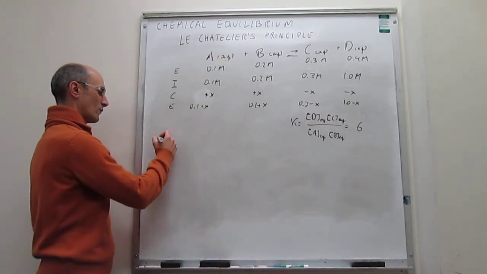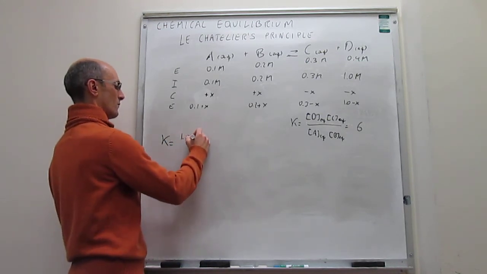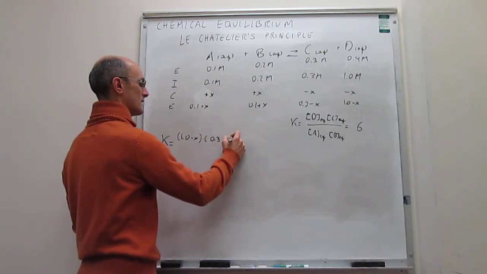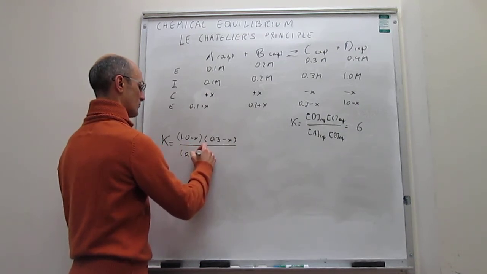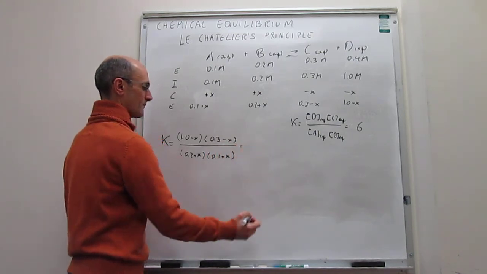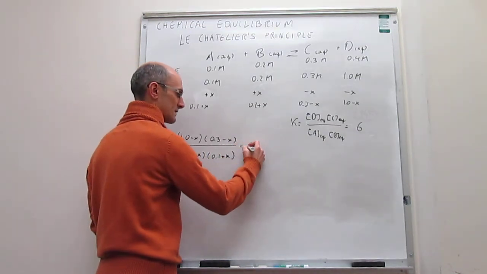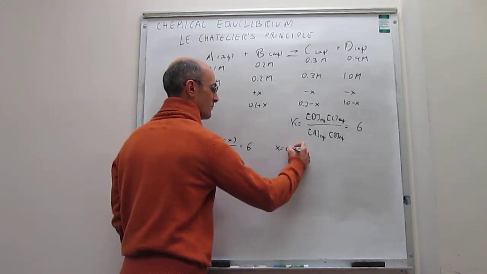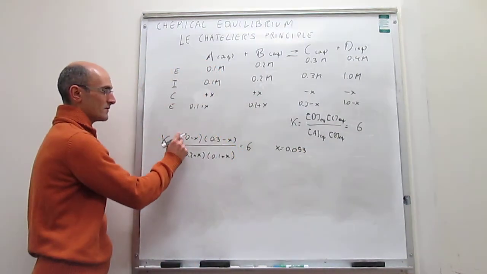Now we can calculate the equilibrium constant. This is going to be equal to 1.0 minus X, multiplied by 0.3 minus X, over the concentrations of reagents, 0.2 plus X and 0.1 plus X, and this has to be equal to 6. When you do that, you find that X is equal to 0.053, assuming that we have two significant figures in all of the concentrations.